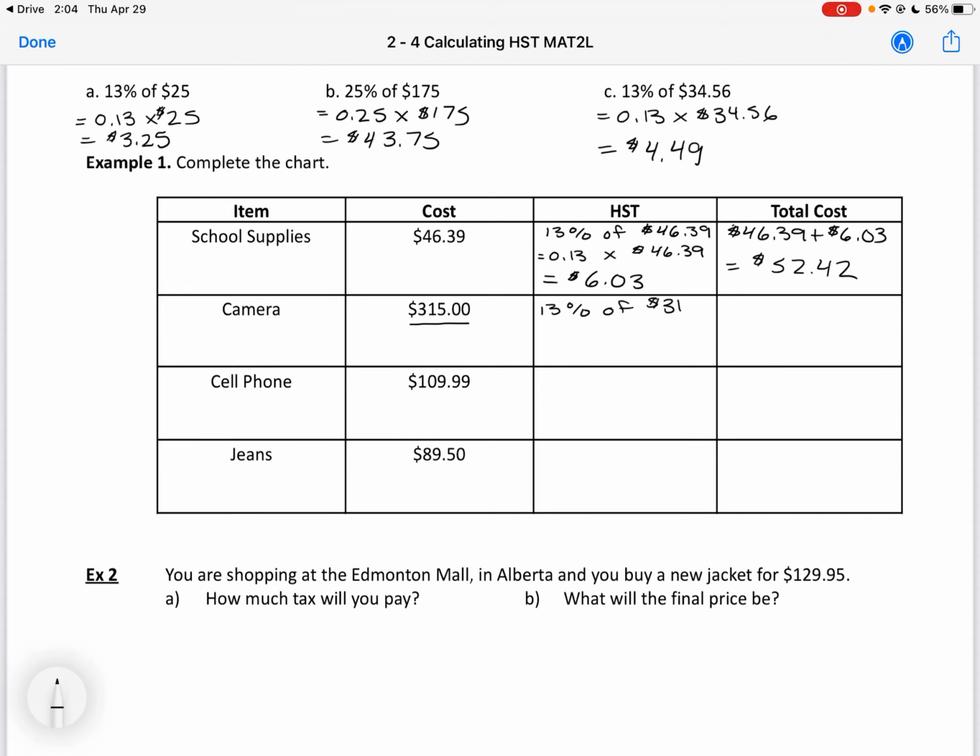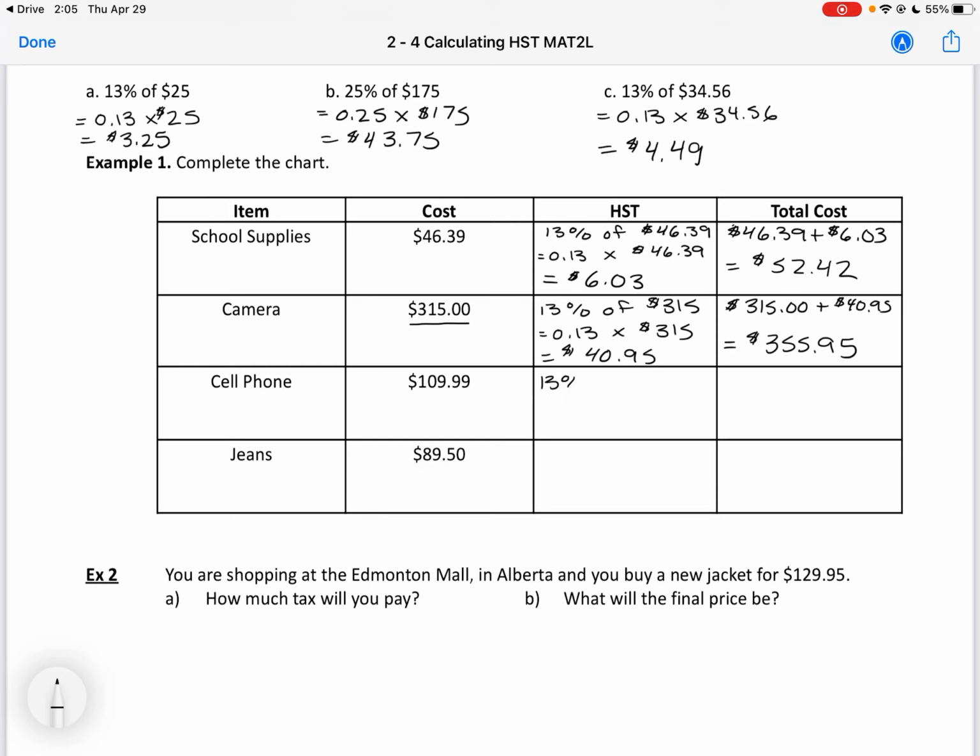So 13% of my regular cost. I'm going to change my percent to a decimal, of to a times, and then I'm going to multiply those values together, which gives me $40.95. In order to find my total cost, I'm going to add my regular price and my HST together. Which gives me a total price of $355.95.